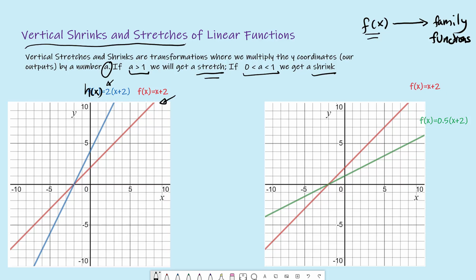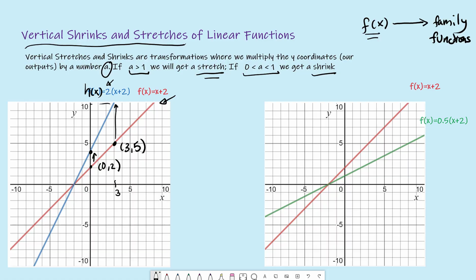So what happens when we do that? Well, let's look, for instance, at the point here. We have the point 0, 2 in our original function. When we multiply it by 2, we go up to 4, right? What happens with this point here? We have the point, this is 3 and 5, right? X equals 3, y equals 5. When we multiply our entire function by 2, we go straight up to 10, right?